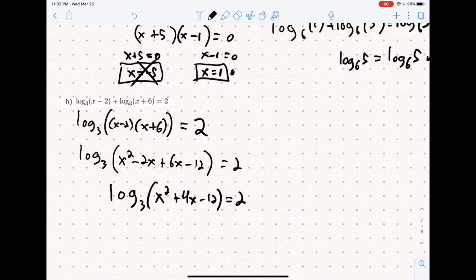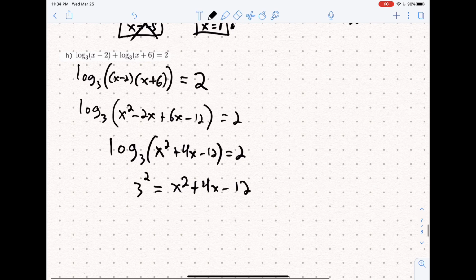Now, we've gotten this equation in the form log equal something. And in order to untangle this, we're going to switch it around into an exponential equation. The exponential equation will have the base of 3 raised to the power, that's 2, and that's equal to whatever was inside here. So this is going to look like this. 3 to the power 2 is equal to x squared plus 4x minus 12. That's using the rule of rewriting a log equation as an exponential equation.